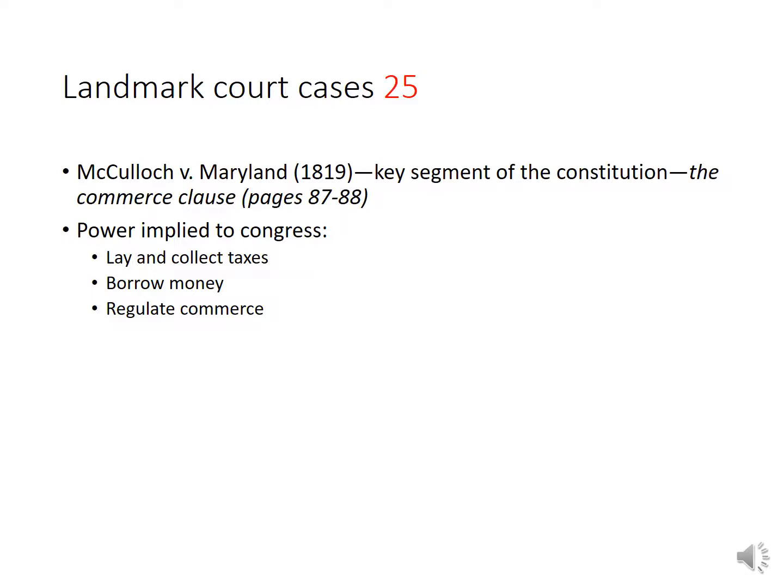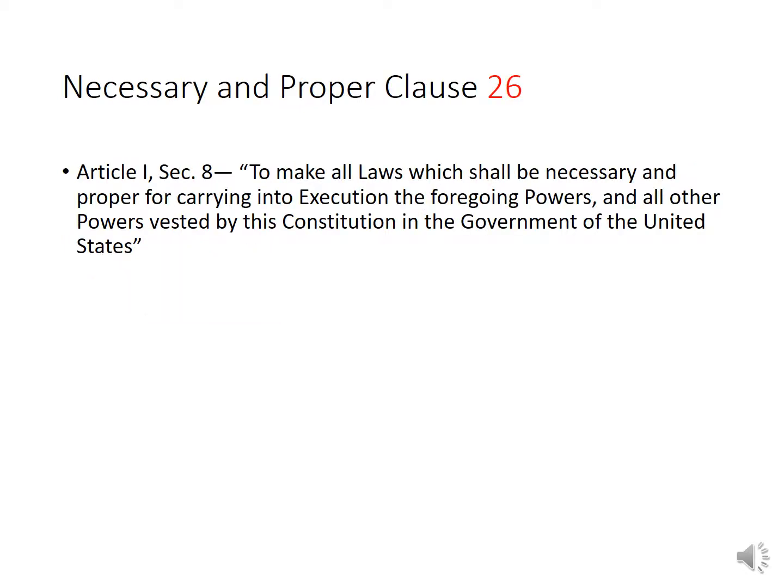If the Constitution does say that Congress has the power to lay and collect taxes, borrow money, regulate commerce, could not then the Congress also determine that the most effective way to carry out those powers is to establish a national bank? And in the process then, would not the national bank be considered constitutional? So this is where you have an elastic description of power for the national government, specifically the Congress. So read about this phrase, the necessary and proper clause, in Article 1, Section 8 there in your text.